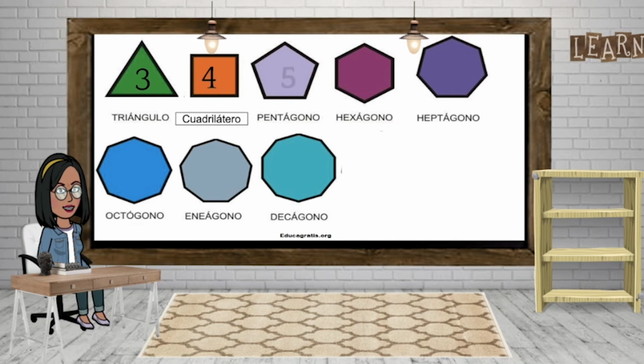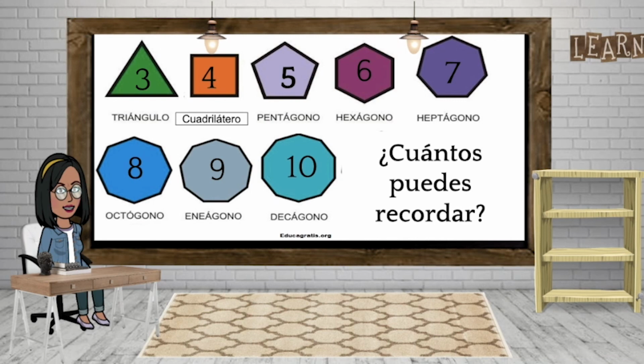Después tenemos el pentágono, el hexágono, el heptágono, que tiene 7 lados, el octágono, como el que vemos aquí, el eneágono y el decágono. Tenemos el hexágono, el heptágono, el octágono, el eneágono y el decágono. ¿Puedes recordar los nombres de todas estas figuras? Vamos a intentarlo.